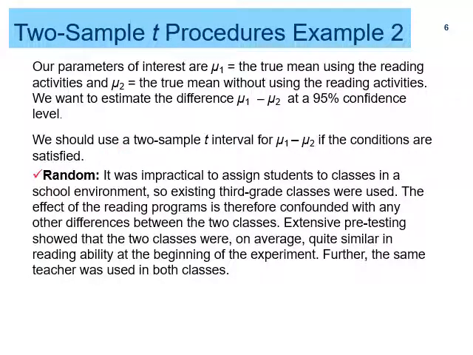So first is random. It was impractical to assign students to classes in a school environment, so existing third grade classes were used. The effect of the reading program is therefore confounded with any other differences between the two classes. Extensive pre-testing showed that the two classes were on average quite similar in reading ability at the beginning of the experiment. Further, the same teacher was used in both classes.